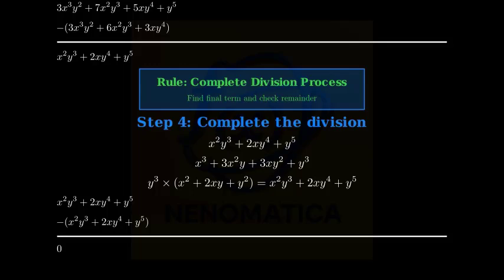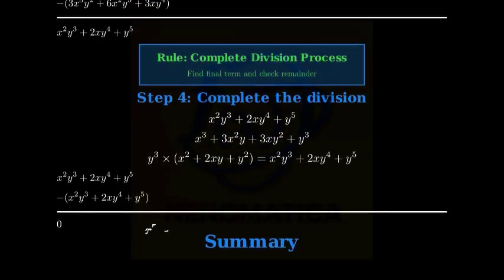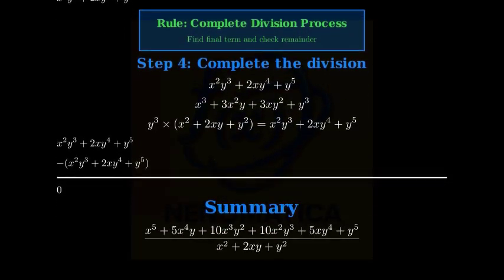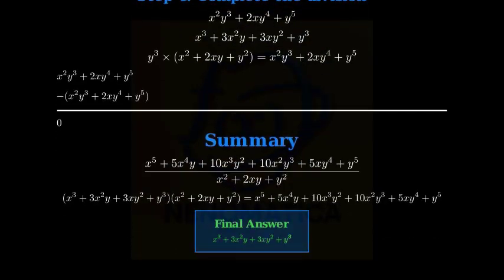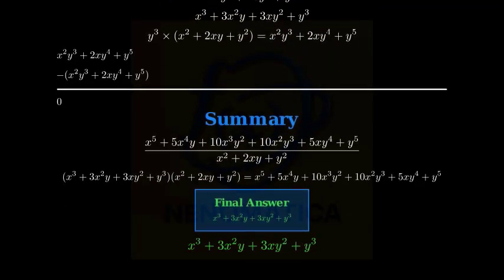Let's summarize our polynomial division. We found that when we divide x to the fifth plus 5x to the fourth y plus 10x cubed y squared plus 10x squared y cubed plus 5xy to the fourth plus y to the fifth by x squared plus 2x y plus y squared, the quotient is x cubed plus 3x squared y plus 3x y squared plus y cubed with a remainder of 0. We can verify our result by multiplying the quotient by the divisor. So our final answer is x cubed plus 3x squared y plus 3x y squared plus y cubed.